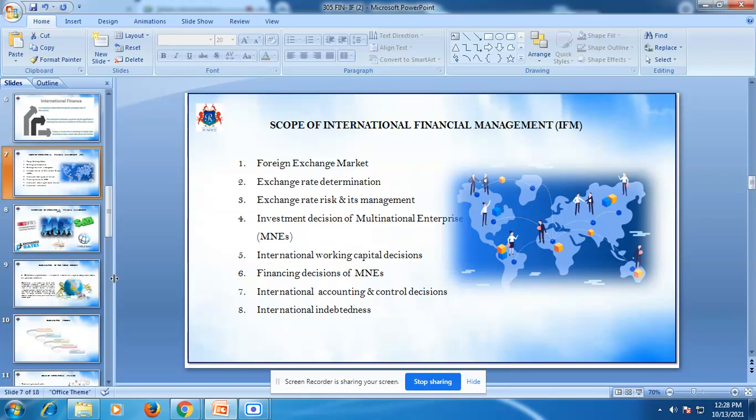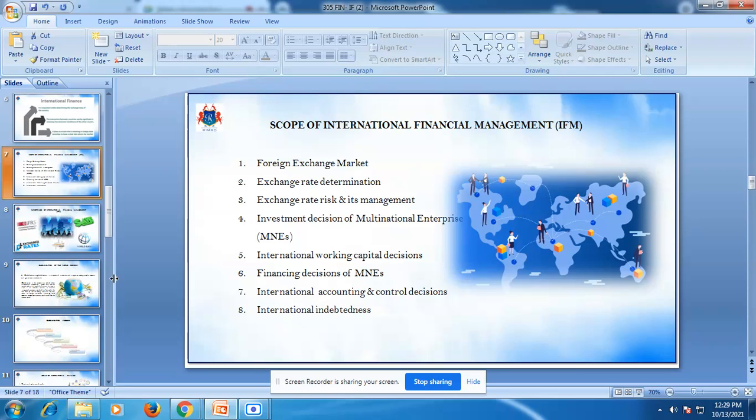There are various scopes of international financial management. The first scope is the foreign exchange market. Second, exchange rate determination. Third is exchange rate risk and its management. Fourth, the investment decision of the multinational enterprise. Fifth, the international working capital decision.